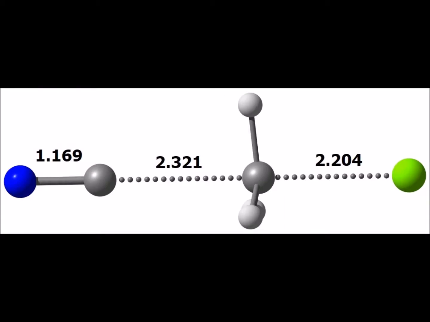Here we are at the transition state. We see that to the left there is a partial carbon-carbon bond forming, while at the same time on the right the carbon-chlorine bond is breaking. Notice that the carbon in the center is approximately sp2 hybridized.